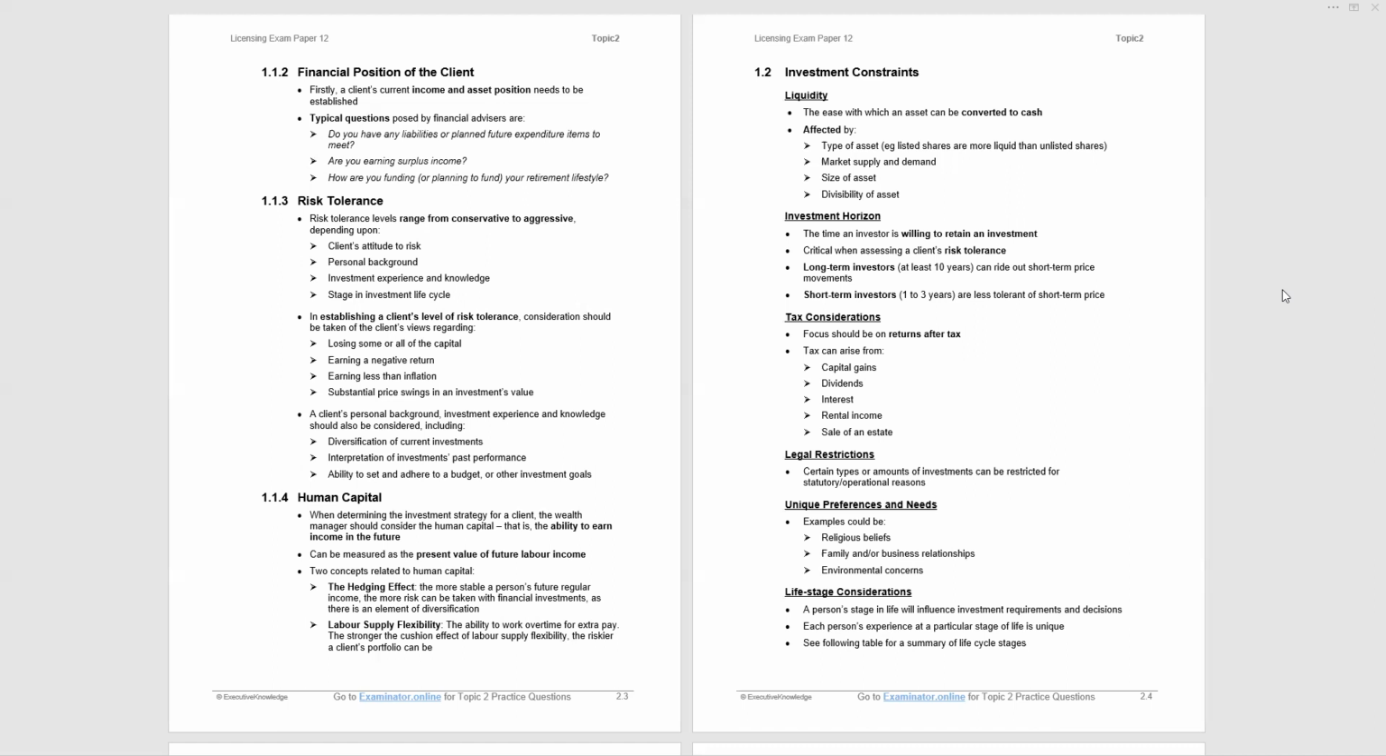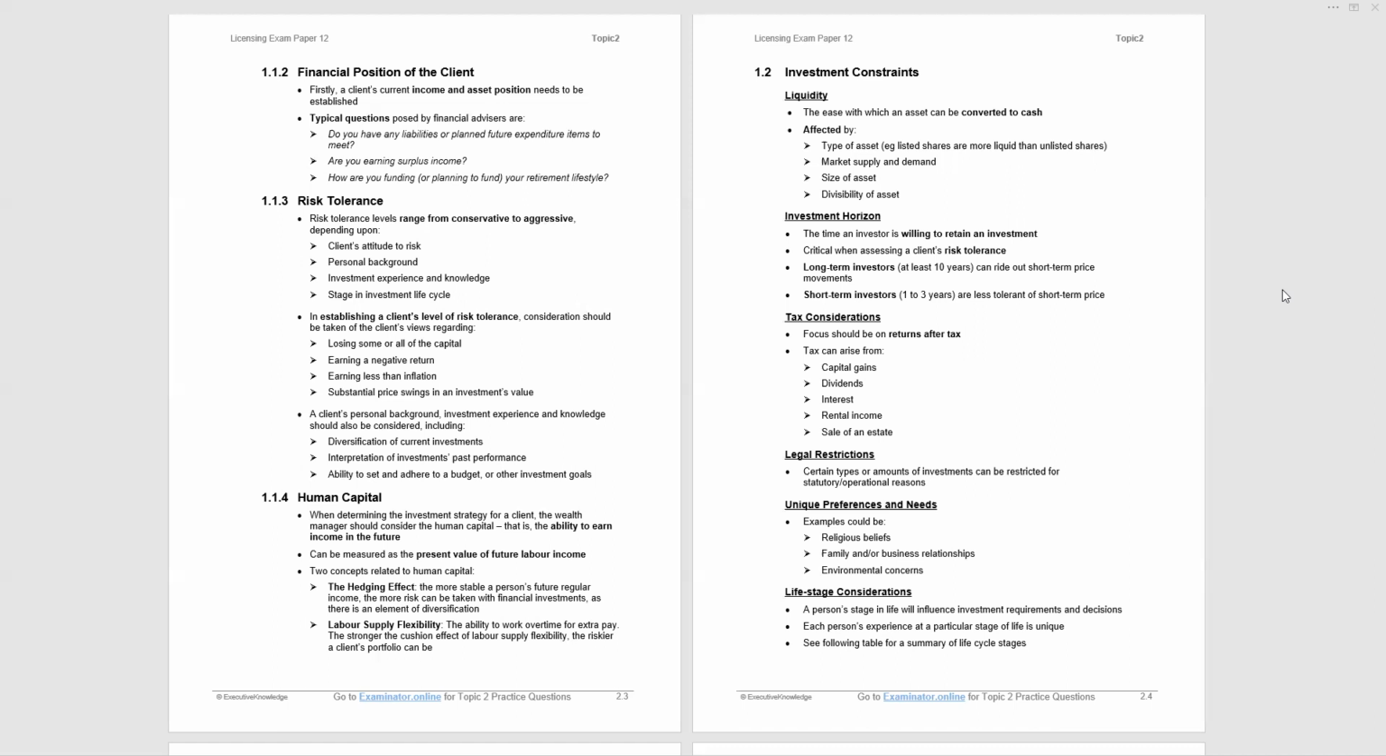A client's personal background, their investment experience, their knowledge should also be considered by the advisor, including their current diversification of investments, interpretation of investments, past performance. How do they view the past performance of investments? That will give you an inkling as to their attitudes and their ability to set and adhere to a budget. Do they have the discipline, or any other investment goals?